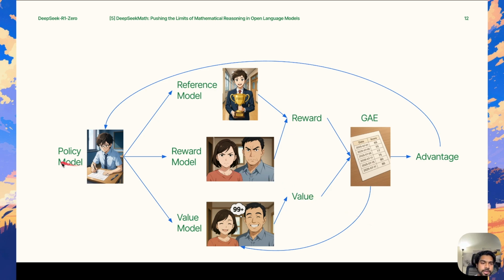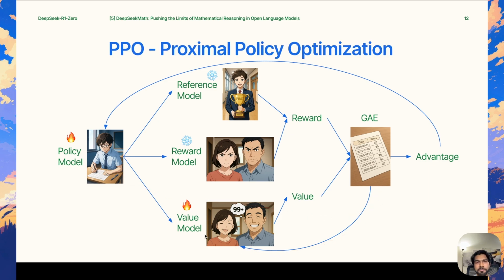As you can see, there are 4 models involved, but only 2 of them are trained. Those which receive the feedback, the policy model and the value model. And that, my friends, is the PPO algorithm. I hope the overall working of PPO is clear. Let's switch to the technical diagram.